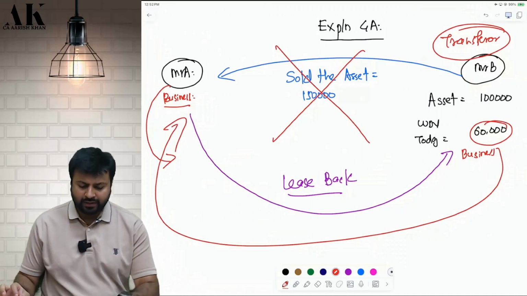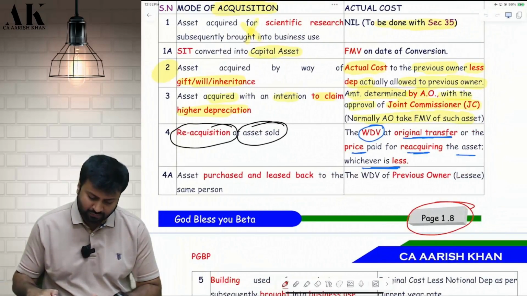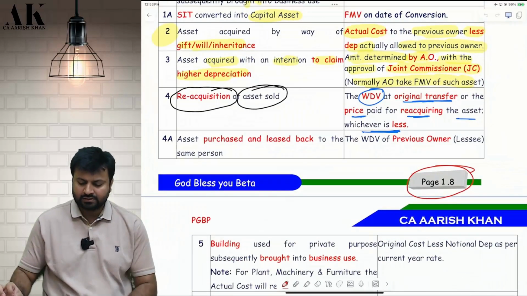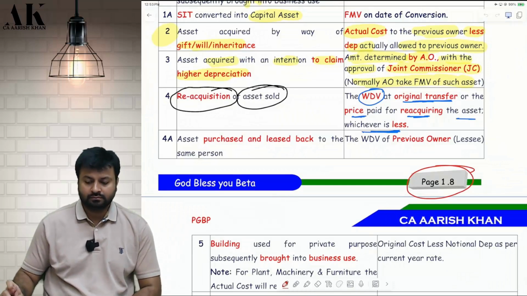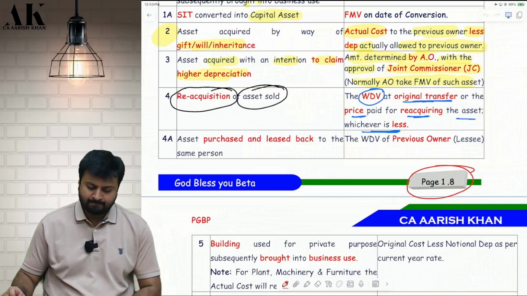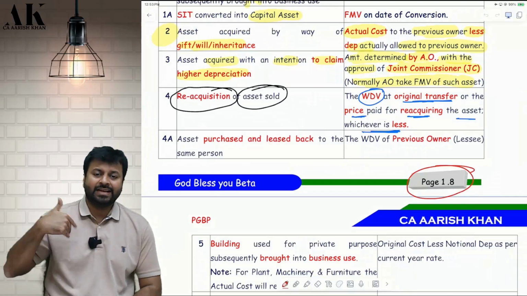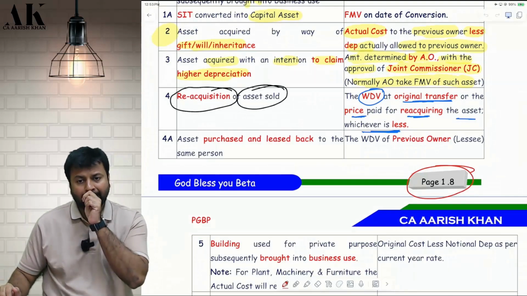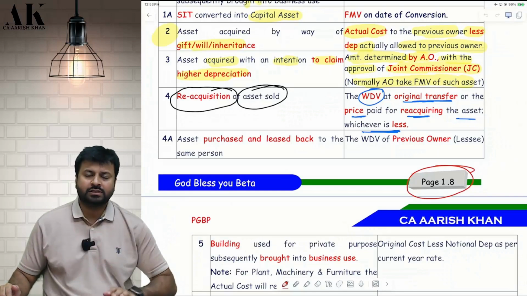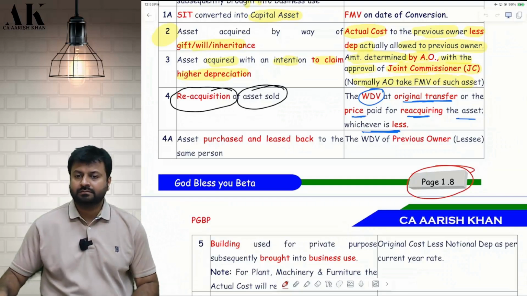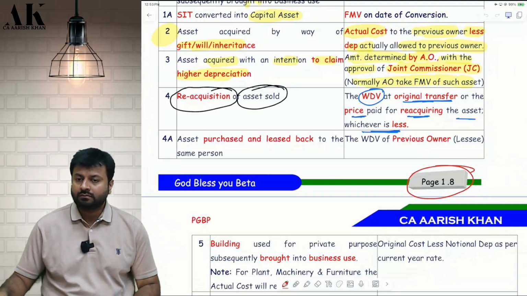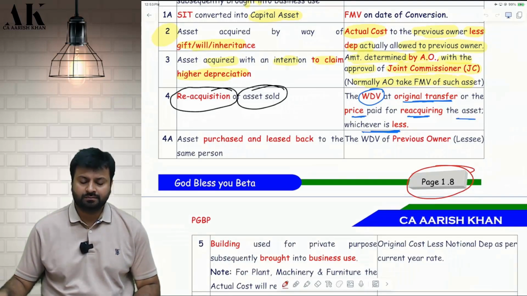So this is what your explanation 4A is all about. You can check this explanation 4A over here. Just one line, nothing great as such. Asset purchased and leased back to the same person, so the WDV of the previous owner. That is the lessee. Mr. B is the lessee in my example. Mr. A is the lessor. Correct or not? Please tell me. That will become my actual cost. Is it clear to all of you? Please tell me. Okay, Palani. No issue.